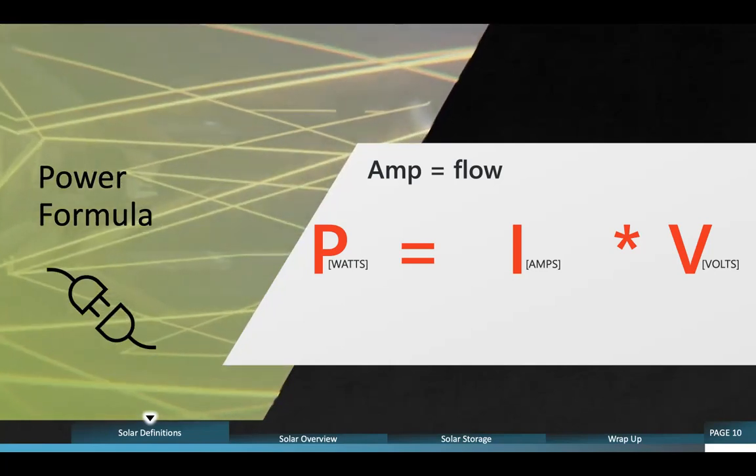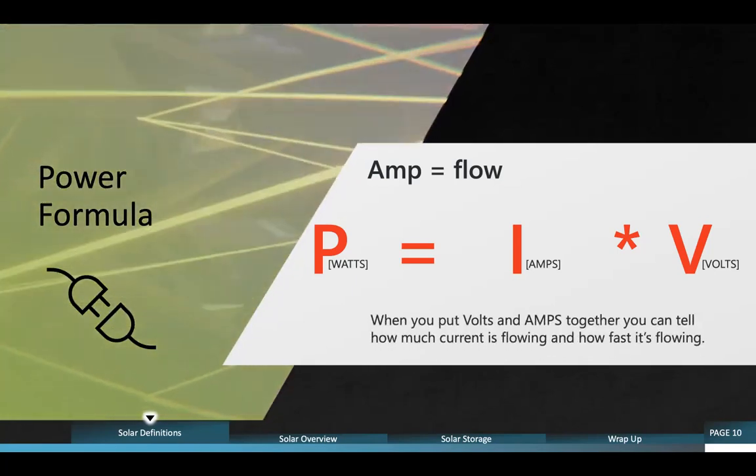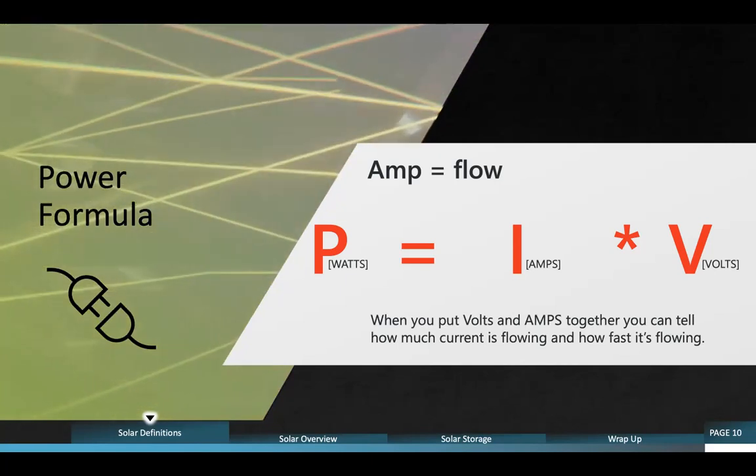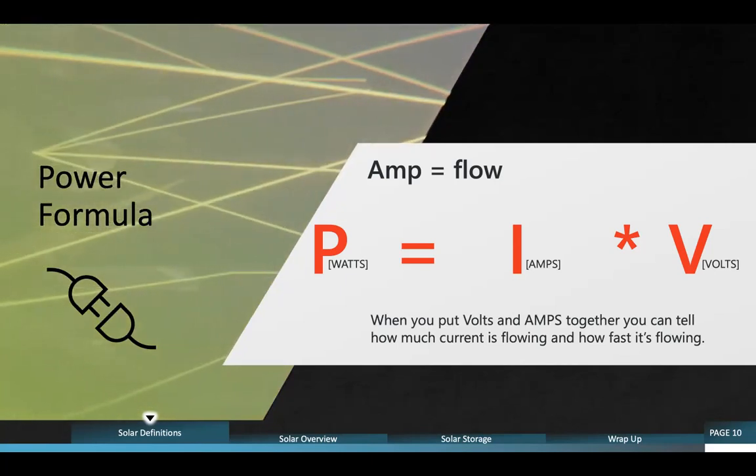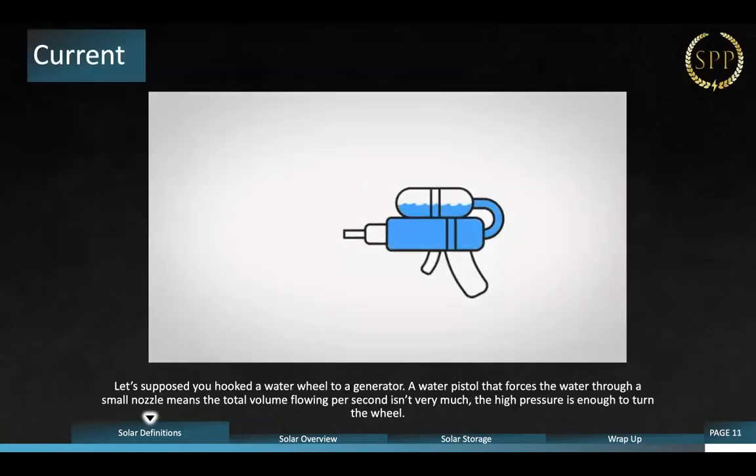New reps need a little bit of help. All right. So when you put volts and amps together, volts times amps equals the actual wattage, we can tell how much current is flowing through and how fast it's flowing. So let's take a look at this example.